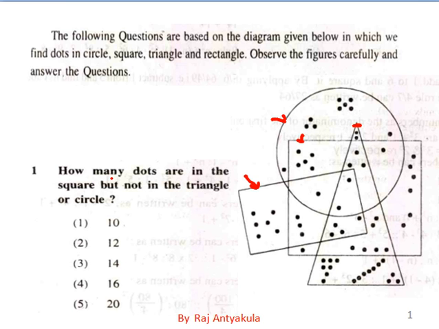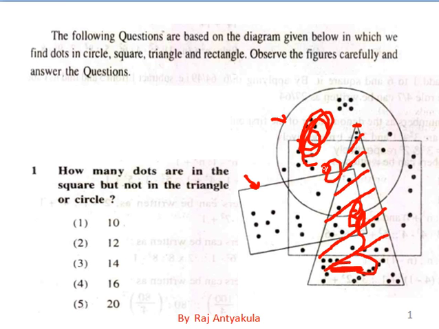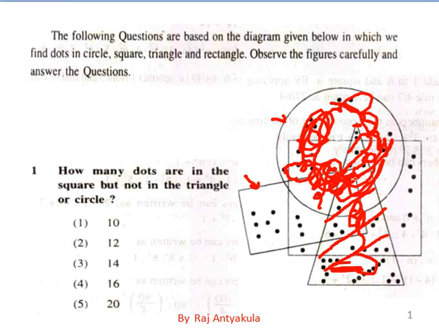Now, what is the question asking? How many dots are in the square but not triangle or circle? So, first of all, strike out the triangle. I am striking the triangle part. I don't want to count this triangle, and it also shouldn't be in the circle, so I have to strike this circle and triangle. Now the question is, how many dots are there in the circle? Because we have to remove the triangle as well as the circle. Now what are the dots left over? 1, 2, 3, 4, 5, 6, 7, 8, 9, 10. So 10 is our answer.